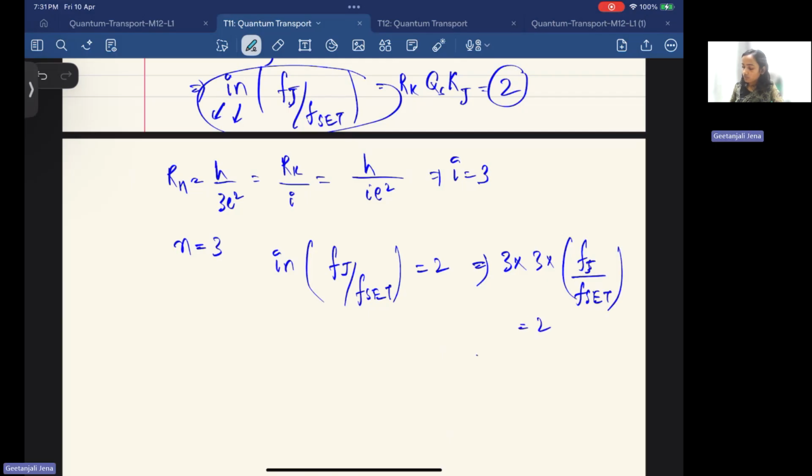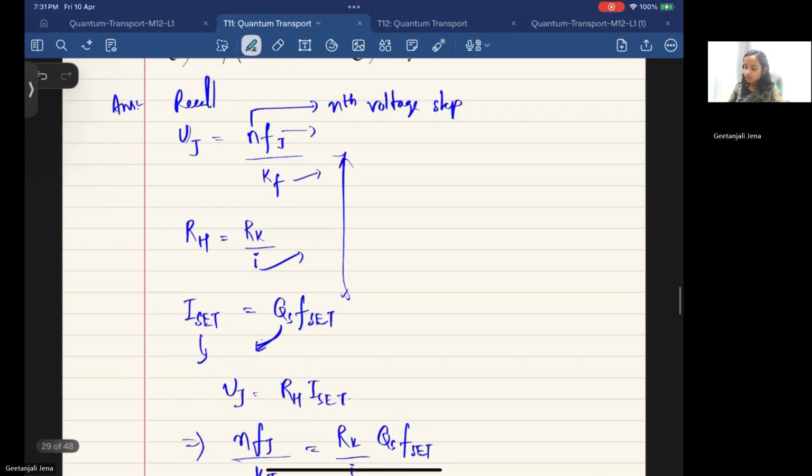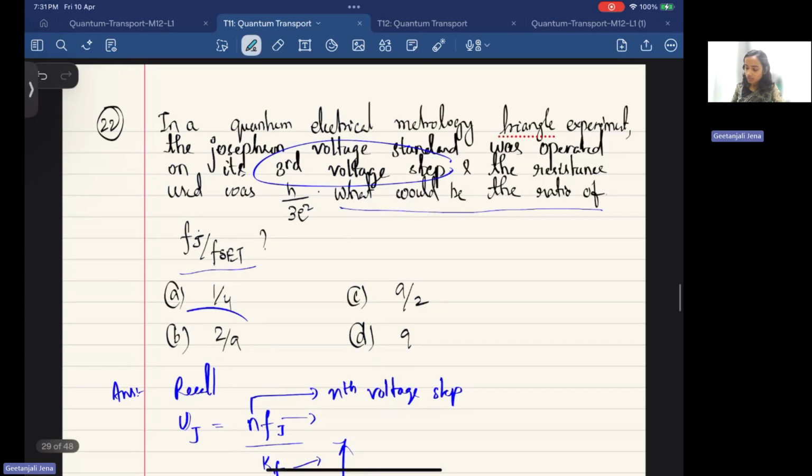This should be equal to 2. So that means we get a value of 2 by 9. So the answer would be option B.